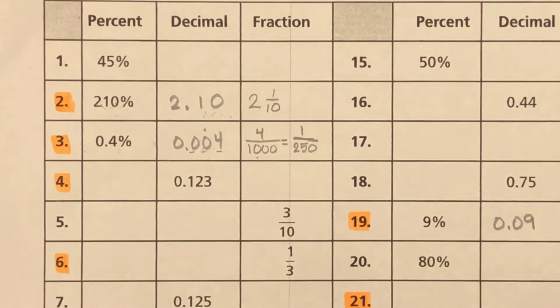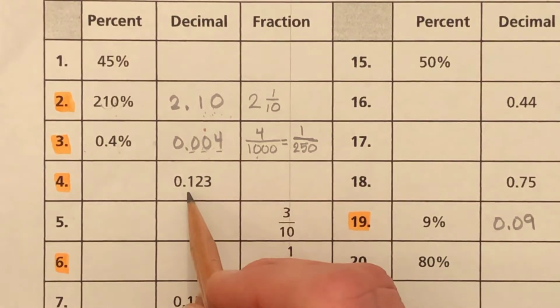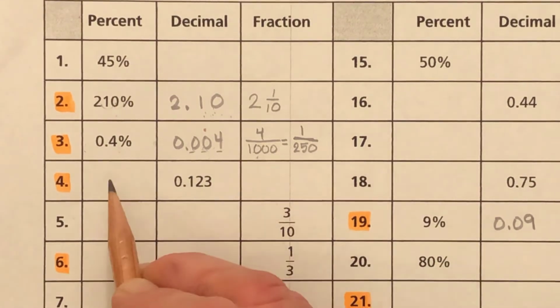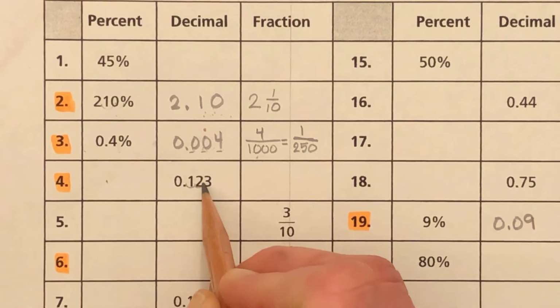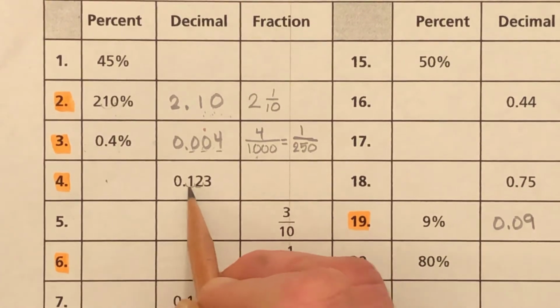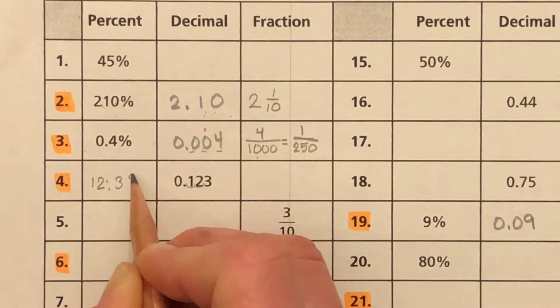Number 4, 123 thousandths. I'm multiplying it by 100 to get percent. So that means the decimal moves two places to the right. So it is now 12.3%.